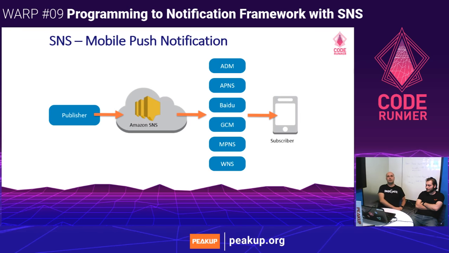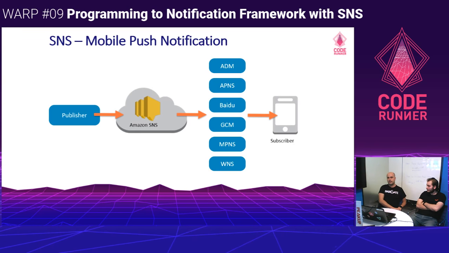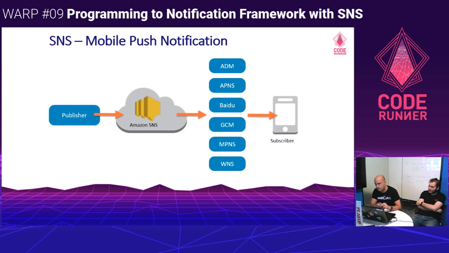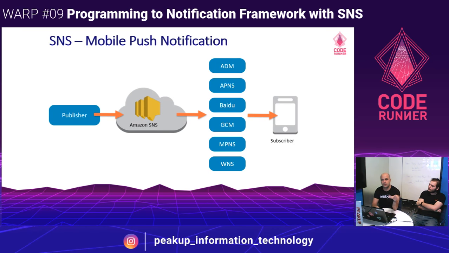Using Simple Notification Service in AWS, you can send mobile push notifications too. Again, you follow the publisher-subscriber model, and there are supported clients. You can see the supported protocols here: Baidu, APNS, ADM, GCM, etc. So it is suitable for distributing your messages to your mobile applications using push notifications.